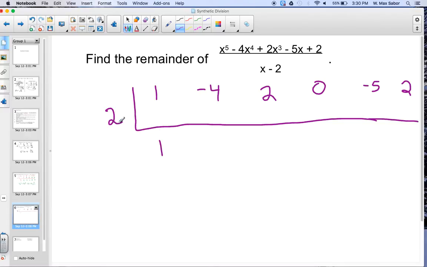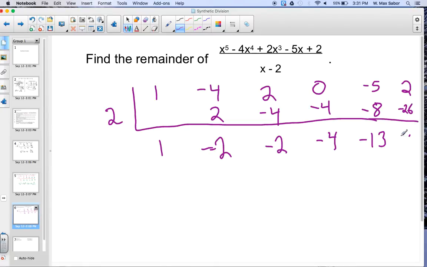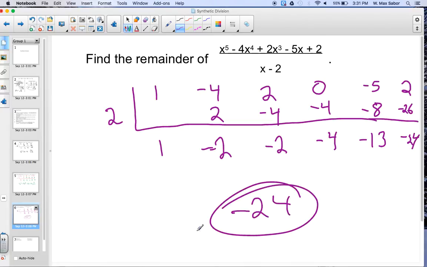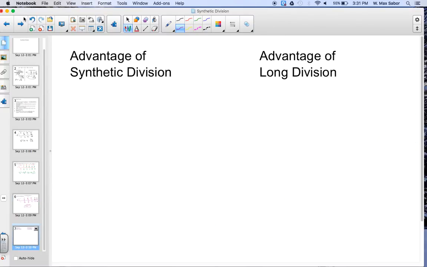So bring down, multiply, add, multiply, add. 2 times -2, 0 minus 4, 2 times -4, -5 minus 8, 2 times -13, and 2 plus -26 is -24. So the remainder is -24.